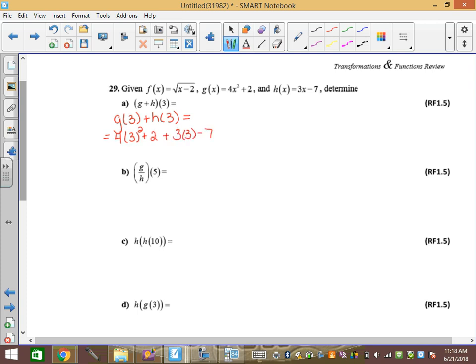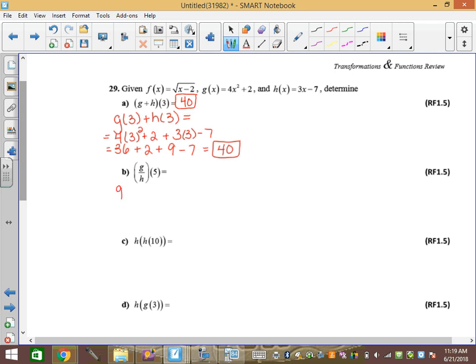If you wanted to do g of 3 off to the side and h of 3 off to the side, then bring their values in and add them, you could absolutely do that. You wouldn't have to do it all together like I'm doing. So you'd go 4 times 3 squared, which is 4 times 9, which is 36, plus 2, plus 3 times 3, which is 9, minus 7, and that gets you 40. There's your answer. So g plus h of 3 here is 40. That would be your answer.